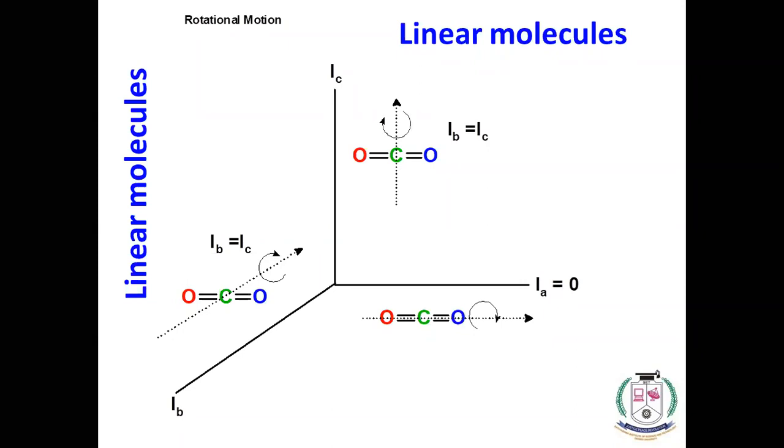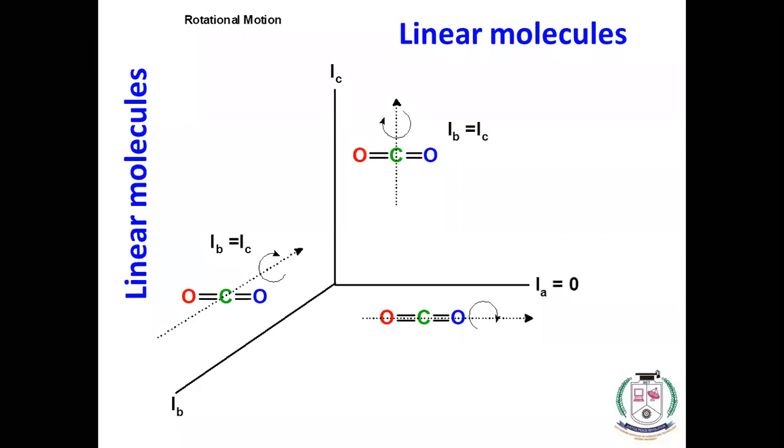But if we come to IA, why is it 0? All the atoms are on the axis. That is the reason IA is 0. For linear molecules, the criteria is IA is 0 and IB equals IC.